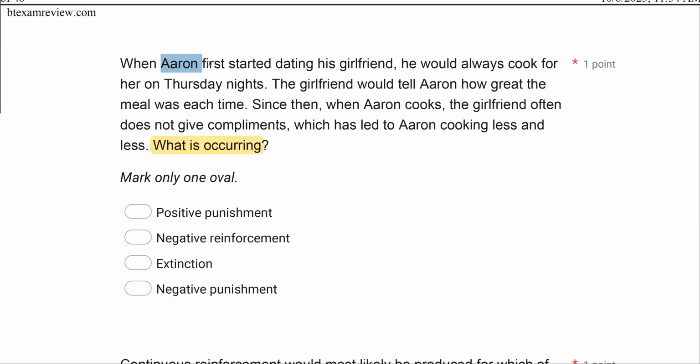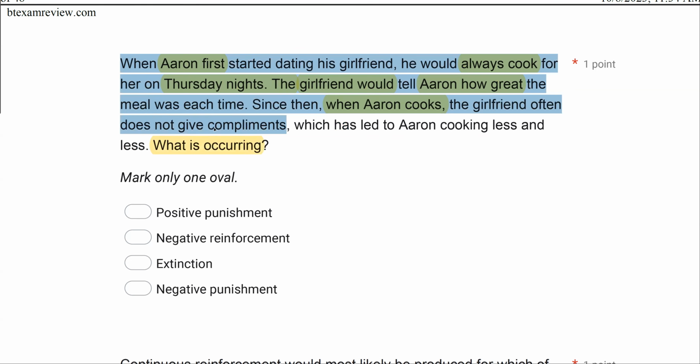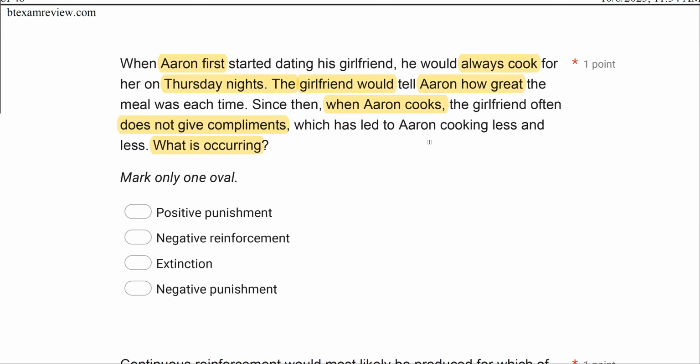We know Aaron first started dating his girlfriend, and he would always cook for her on Thursday nights. As a consequence, the girlfriend would tell Aaron how great the meal was, so she'd give him positive praise, positive reinforcement, and Aaron continued to cook. However, now the girlfriend does not give the compliments, and as a result, Aaron is cooking less and less. So those are the 2 key items here. The girlfriend is no longer giving the compliments. Aaron is cooking less and less.